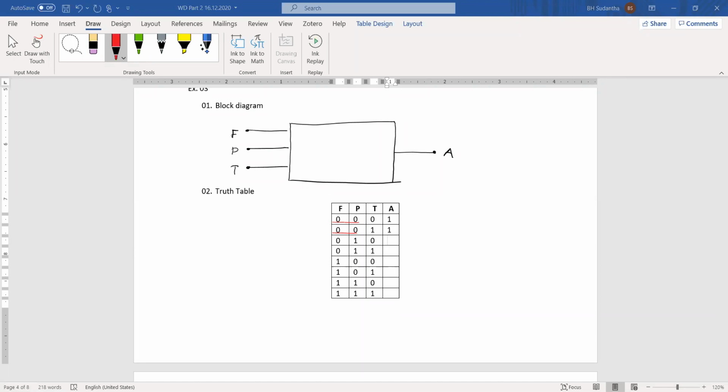Okay. The other condition is pressure and temperature are high. When pressure and temperature are high, here P1, T1, and here also P1, T1. During that time, we don't care about the flow rate. And this is 1 and this is 1. All other cases we have to put 0. Like this.